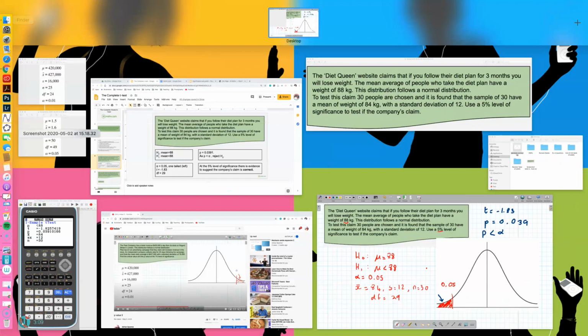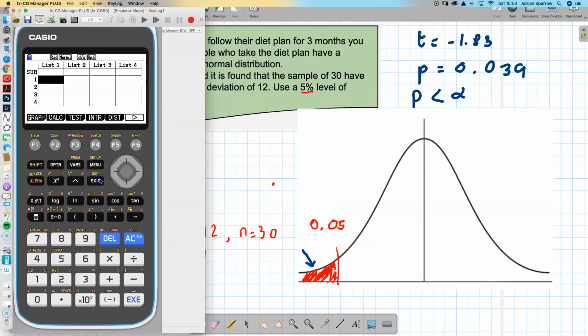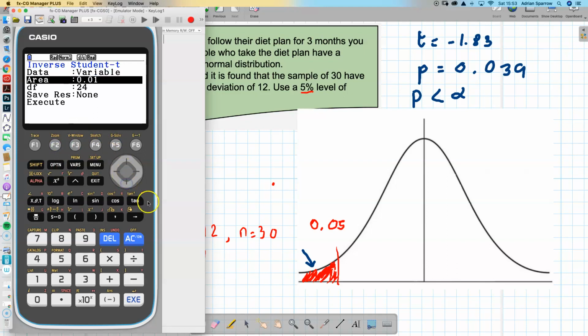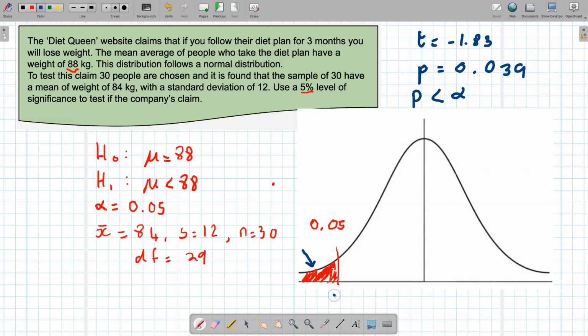So if we go back to our calculator, let's come back and let's this time do the distribution t inverse, and let's put in 0.05 there. Degrees of freedom of 29, and it comes up with 1.7. Remember, because I'm over here, it's actually going to be negative 1.7. So now we're going to say, well, where's t? Well, t is further over here. T is in here. So it further says why we're going to reject H0.